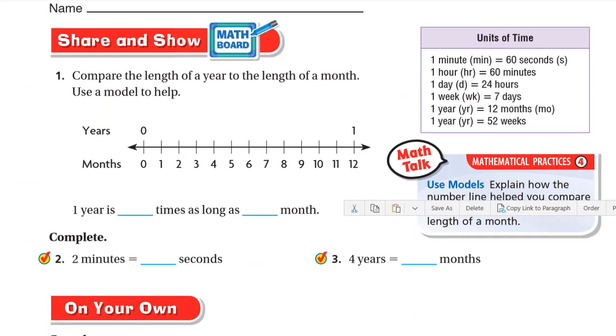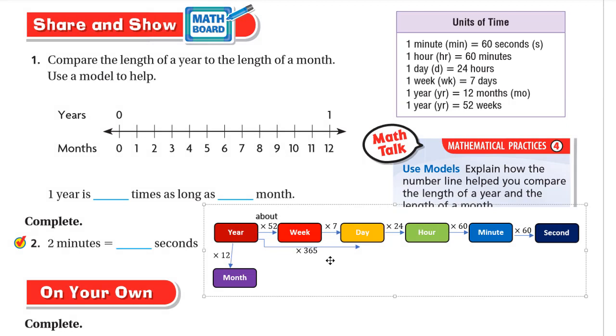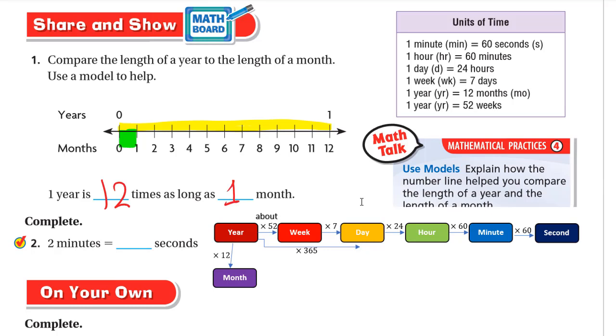And now for share and show. So the first question is, compare the length of a year to the length of a month. Use a model to help. So this is 1 year and this is 1 month. It's easy, we can see that the year is 12 times as 1 month. We know that the year has 12 months. So 1 year is 12 times as long as 1 month.